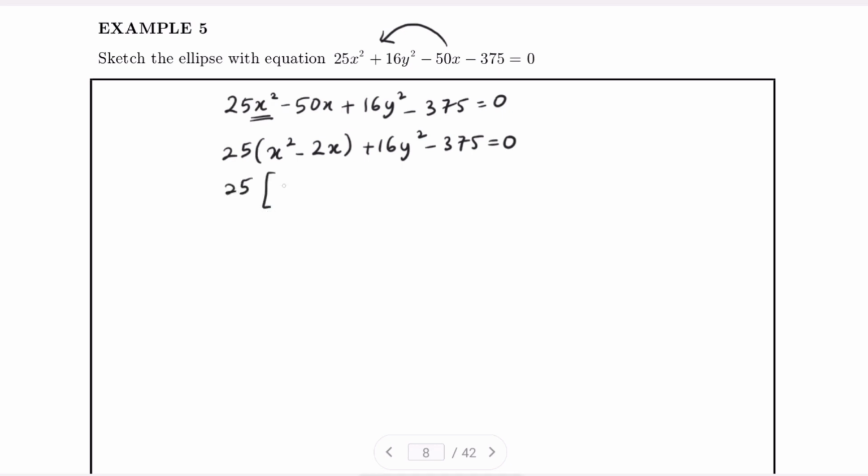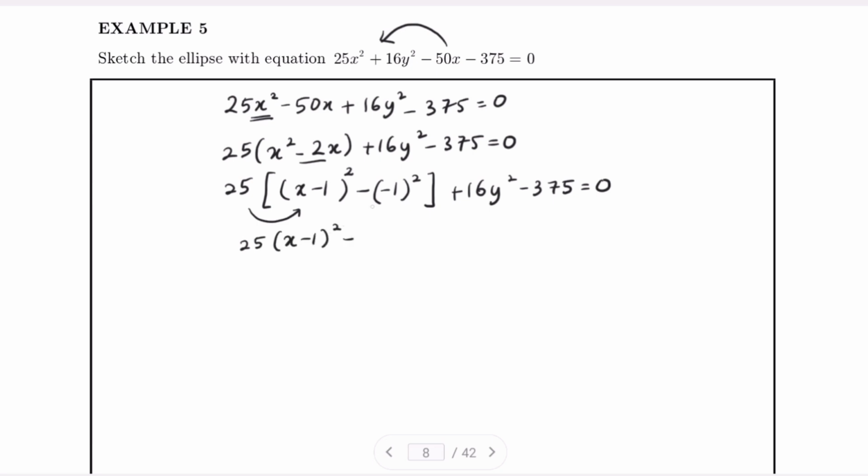Okay, so we can start our completing the square. In the bracket, it's going to be half of negative 2, which is negative 1, and then minus negative 1 squared, plus 16y squared minus 375 equals 0. Sorry, I forgot to put the square over here. Next, you're going to expand. So you get negative 25 plus 16y squared minus 375 equals 0.